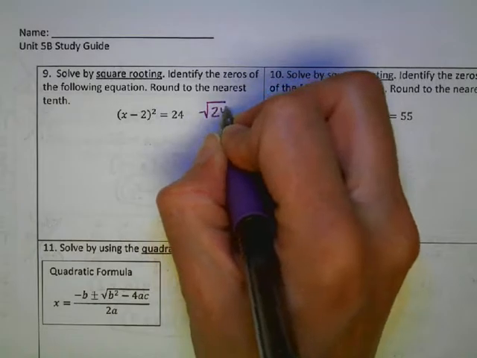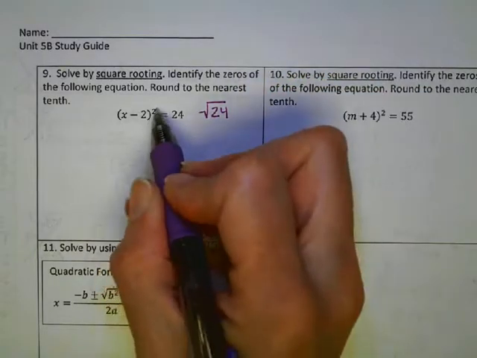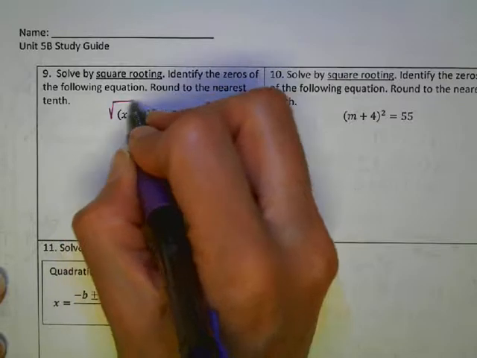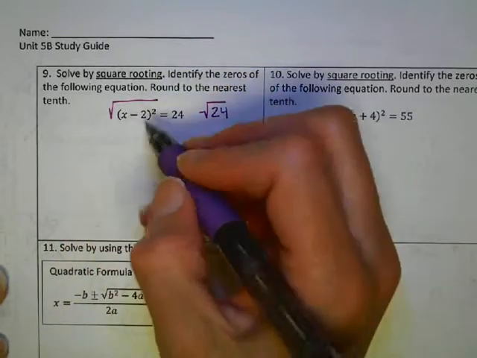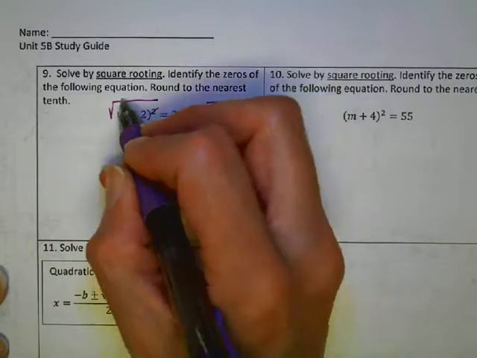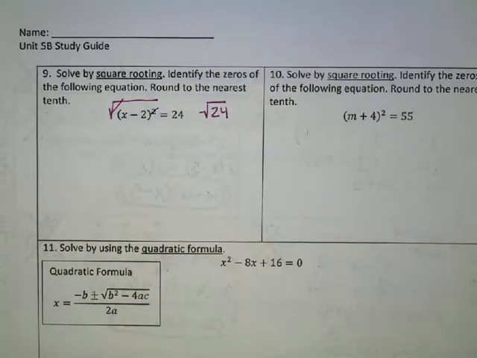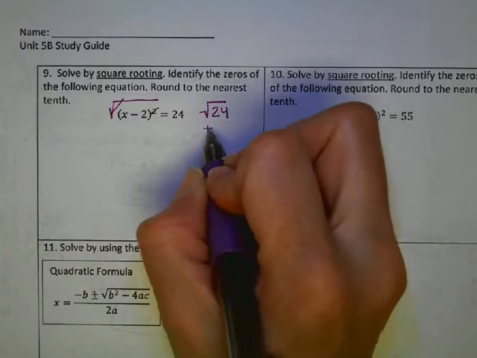Because when you square root this side, the square root will cancel out. So when you square root a squared, they cancel out. And the square root of 24 comes out to about 4.9 is what we'll round it to. So we want to make sure it's positive and negative 4.9.